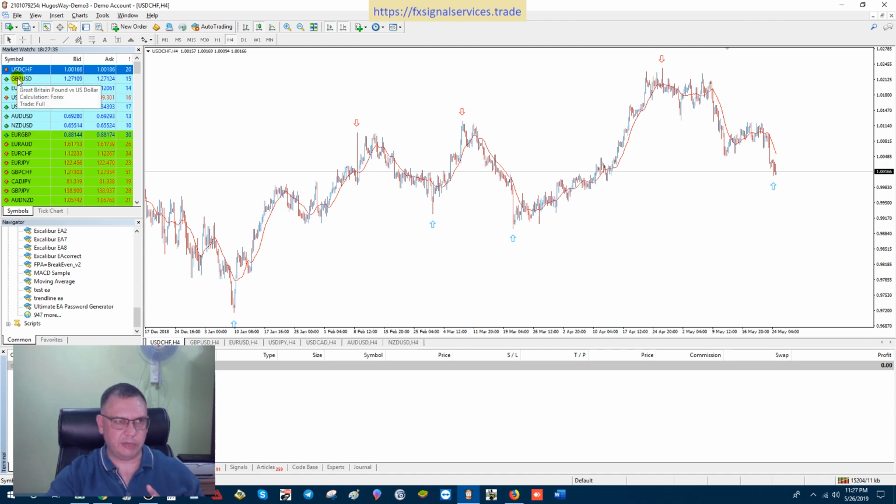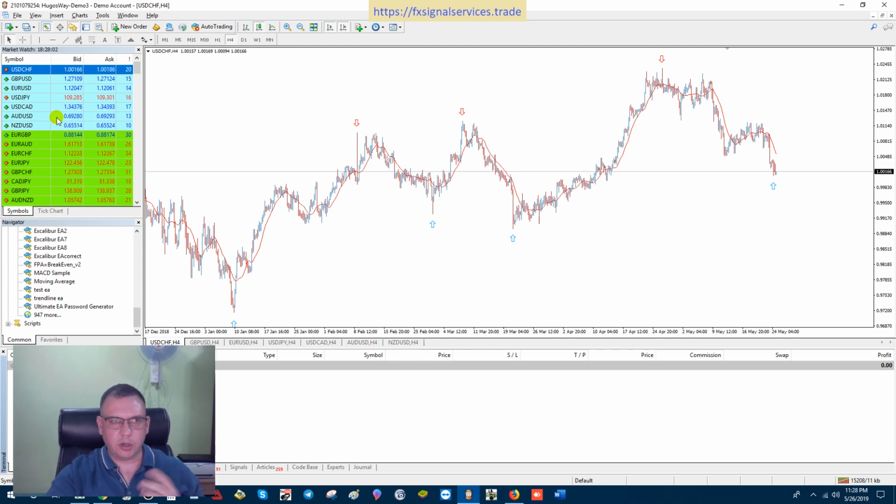USD/CHF, pound dollar, euro dollar, Japanese yen, US dollar, Canadian dollar, Australian dollar, US dollar, and New Zealand dollar, US dollar. I'm going to pick these major pairs, and then I'm going to give you my prediction on what I think is going to happen with these, and I'm going to show you why. I'm going to give you some fundamental basics and show you with my Excalibur trend indicator what I think is going to happen in the market.